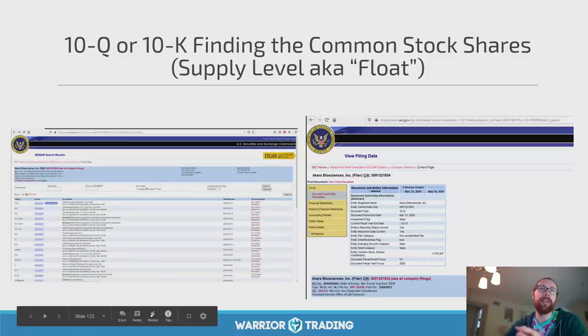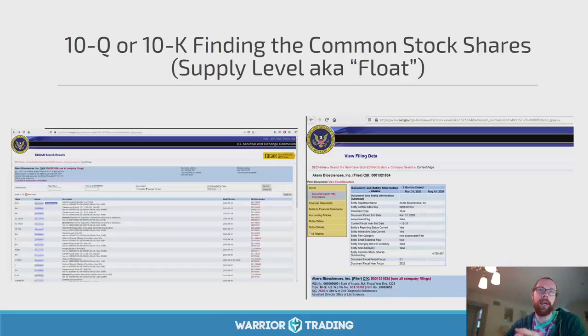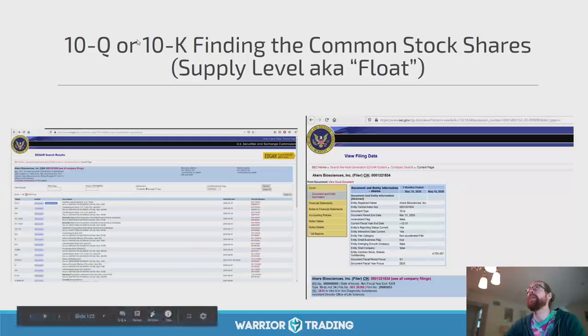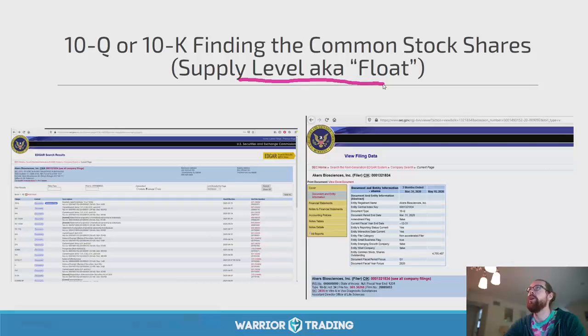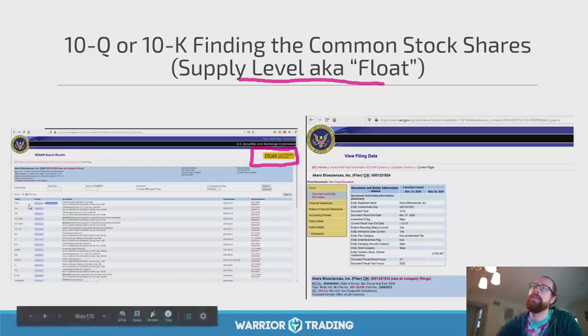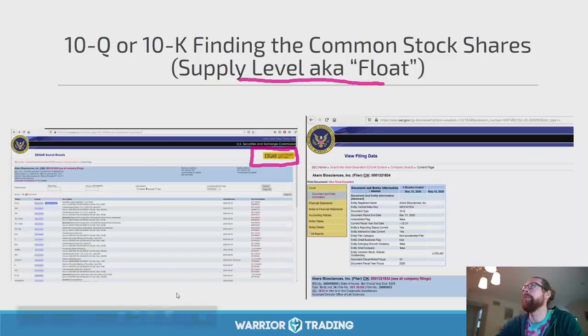So the first one here is the 10Q and the 10K. And now we see this all the time. These are quarterly and annual earnings. Now, one of the things that is helpful here is that these can help us find the supply level or the float. So on the SEC website, you can use the Edgar search results right here. And so when you search, you can search by the company stock ticker. It's okay that this is hard to read because it's not a big deal, really. I was just kind of showing you what this looks like.